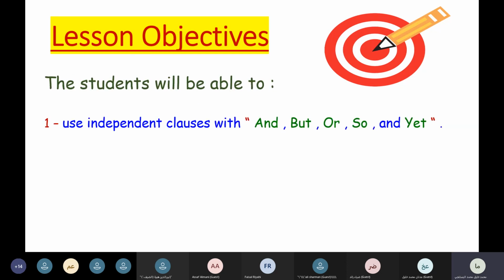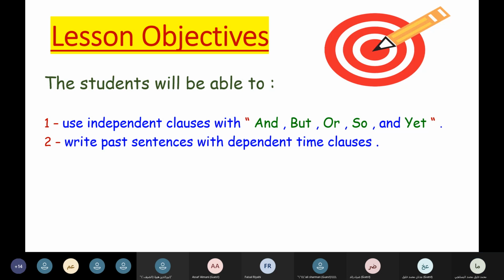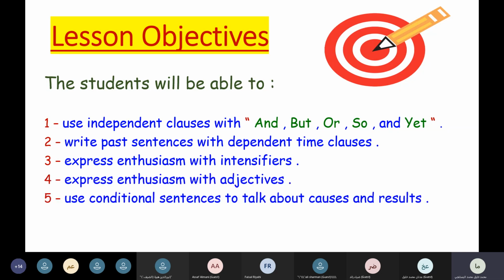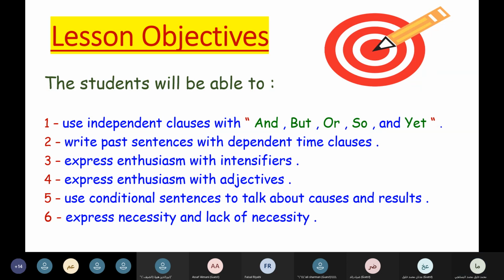The students will be able to use independent clauses with and, but, or, so, and yet. To write past sentences with dependent time clauses. Express enthusiasm with intensifiers. Express enthusiasm with adjectives. Also here in number 5, using the conditional sentences to talk about causes and results. Expressing necessity and lack of necessity. Here we are going to divide the lesson into 2 classes.